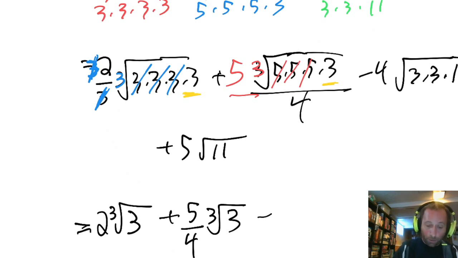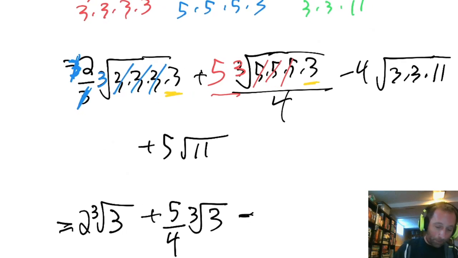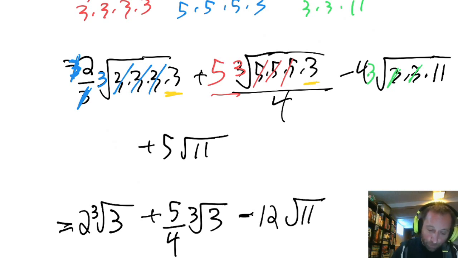For the third expression, move this over a little bit. So 3 times 3 times 11. This is now a square root. So for a square root, I want 2 factors. So 3, 3. So that's going to give me minus 12 times the root of 11. And for the last one, it looks like it's just plus 5 root 11.